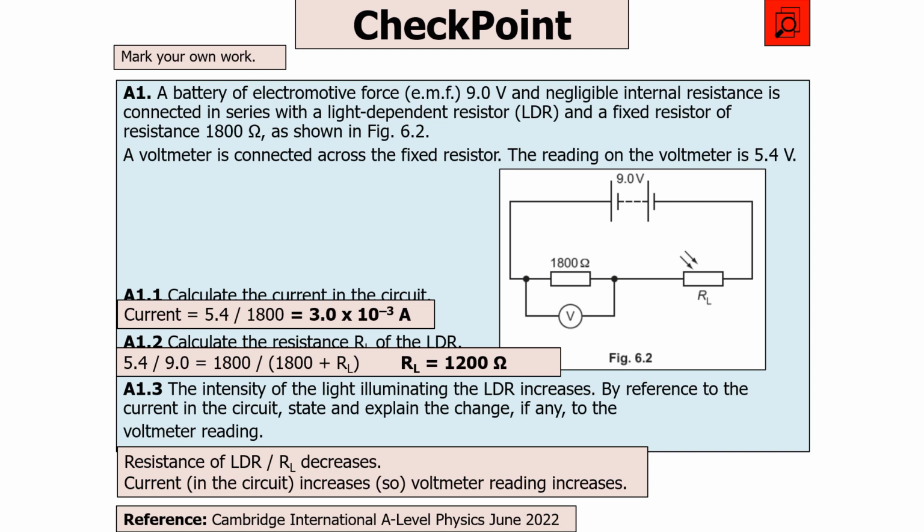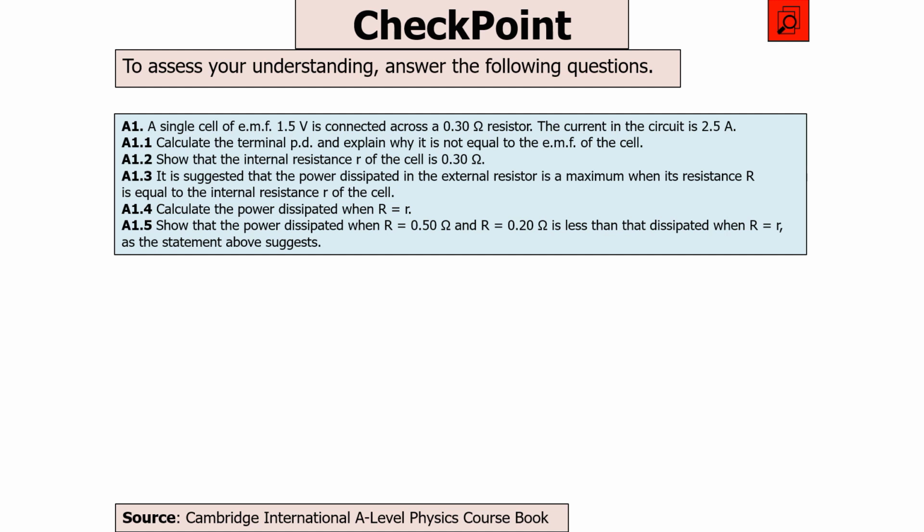That's a fact you've got to learn. So if the total resistance of the circuit goes down because the LDR's resistance goes down and the other resistor is fixed, well, therefore the current will increase. So because there's a greater current going through the actual component, the potential difference will also increase, so therefore the voltmeter reading increases.